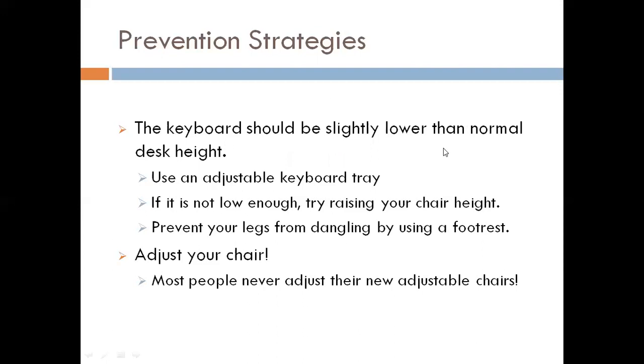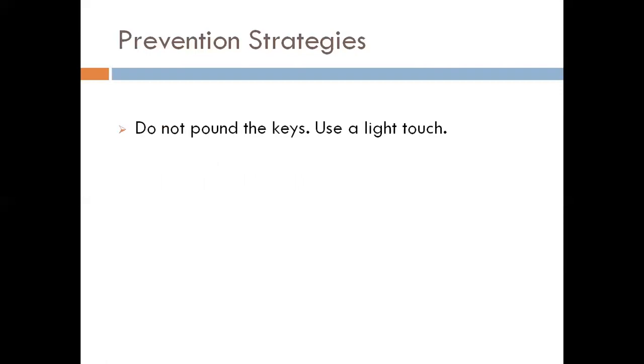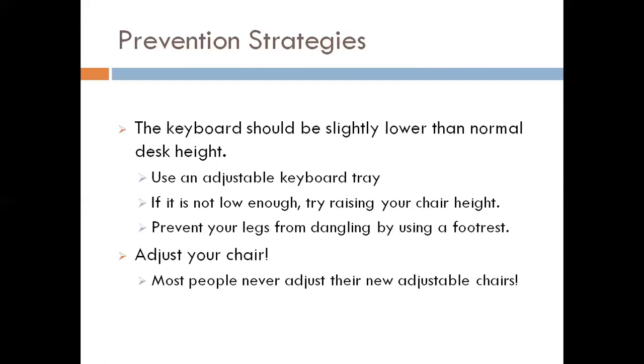The keyboard should be slightly lower than normal desk height. Use an adjustable keyboard tray. If it is not low enough, try raising your chair height. Prevent your legs from dangling by using a footrest. Adjust your chair. Most people never adjust the adjustable chair. So your chair should be adjustable in such a way that you can stretch your body. Whenever you read, you can bend. You can move backward. You can give support to your back.